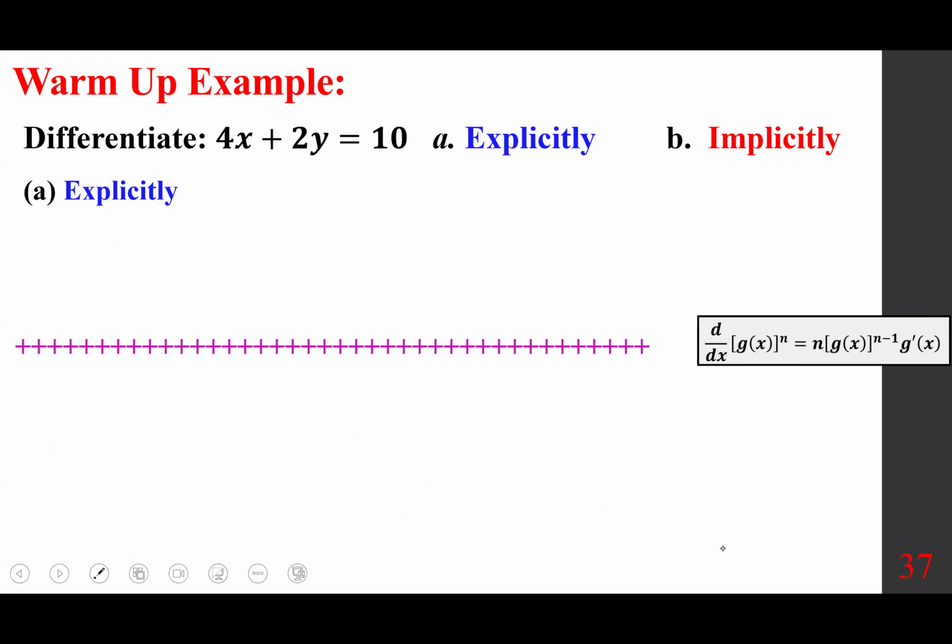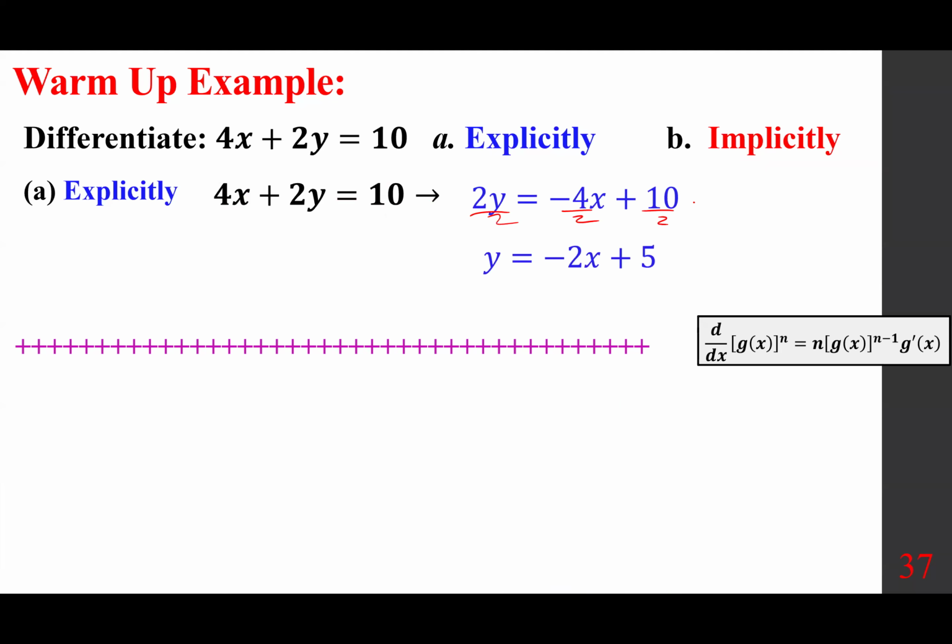Let's start with a very simple example to do it both ways because they're doable both ways. 4x plus 2y equals 10. We're going to do it explicitly and we're going to do it implicitly. Explicitly, simply put, you have to solve for y. So 4x plus 2y, I'm going to move the 4x, becomes negative 4x on the right. Divide everything by 2. Y equals negative 2x plus 5. And clearly y prime or dy dx is negative 2, and you're done.